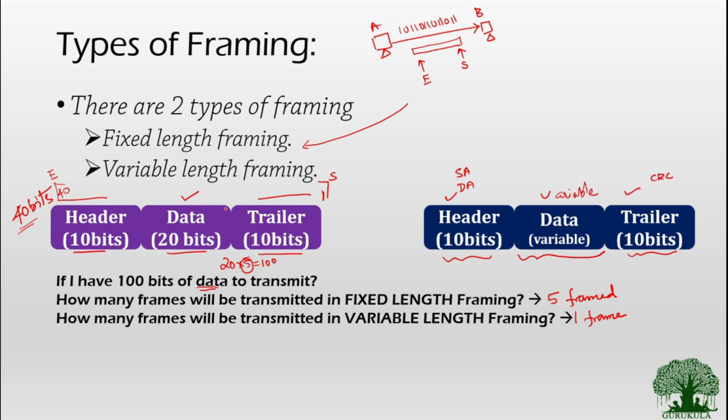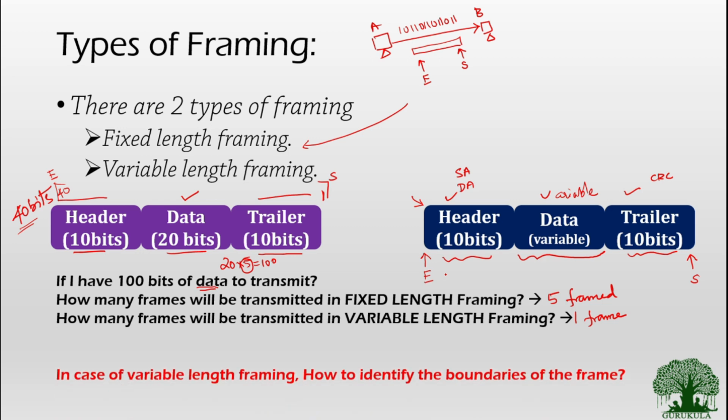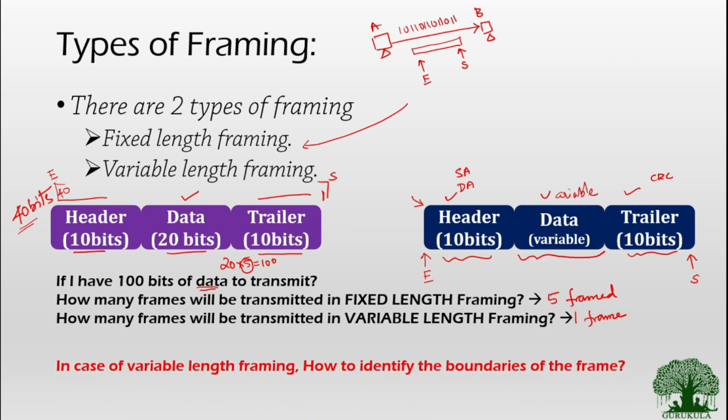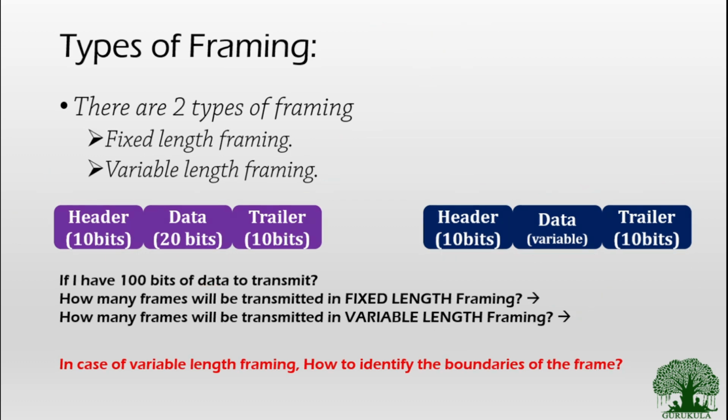But unfortunately, most real-time applications on the internet follow variable length framing, as we can send more data in one single frame. In variable length framing we do not know the length of the data field, so we are not able to identify where exactly the frame starts and where exactly it ends. So identifying the boundaries of the frame becomes really a challenging task in variable length framing. How do I identify the boundaries of the frame, especially in variable length framing? That is the question we will address in the subsequent slides.